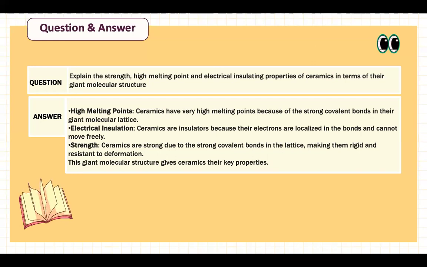Question: Explain the strength, high melting point, and electrical insulating properties of ceramics in terms of their giant molecule structures. So, the answer for this question would be, for high melting point, ceramics have very high melting point because of the strong covalent bonds in their giant molecule lattice. In terms of electrical insulation, ceramics are insulators because the electrons are localized in the bond and cannot move freely. In terms of strength, ceramics are strong due to the strong covalent bonds in the lattice, making them rigid and resistant to deformation. And this giant molecular structure gives ceramics their key properties.